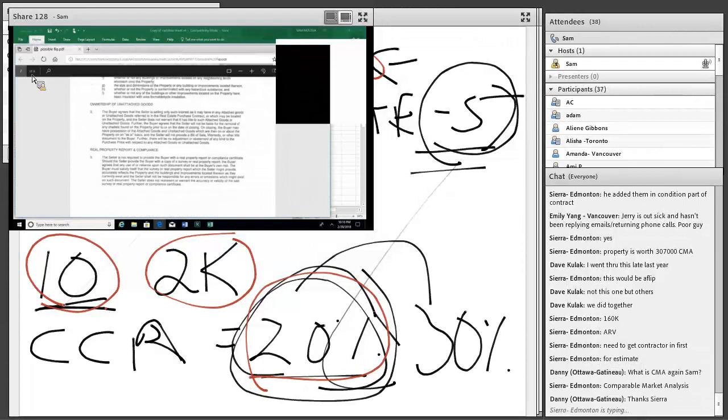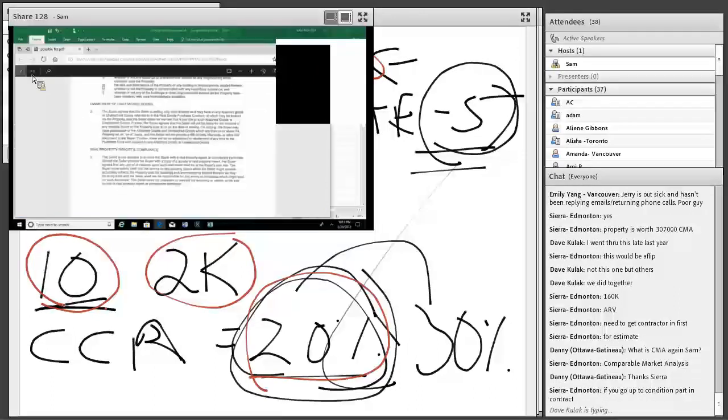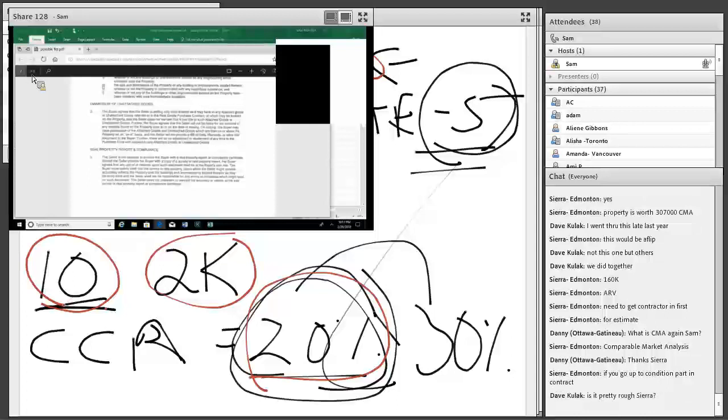The buyer agrees the seller is selling only such interest as it may have in the attached goods or unattached goods, referring to the real estate purchase contract, which are located on the property. The seller does not warrant that it has title to such attached and unattached goods, and the buyer agrees that the seller will not be liable for the removal of any chattels. The chattels is just stuff found on the property prior to the date of closing.